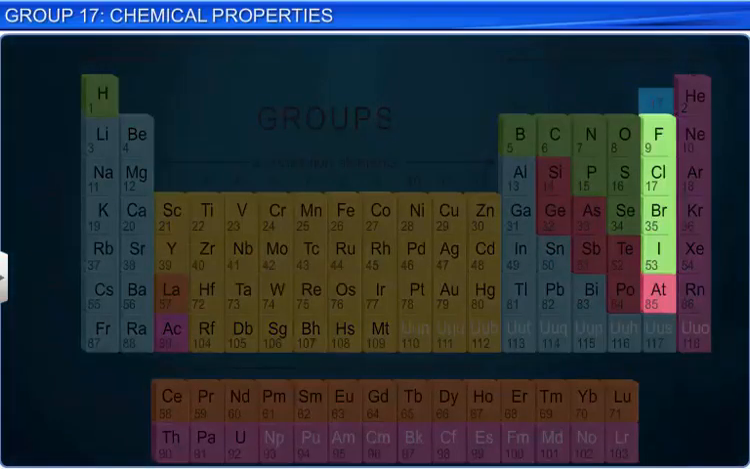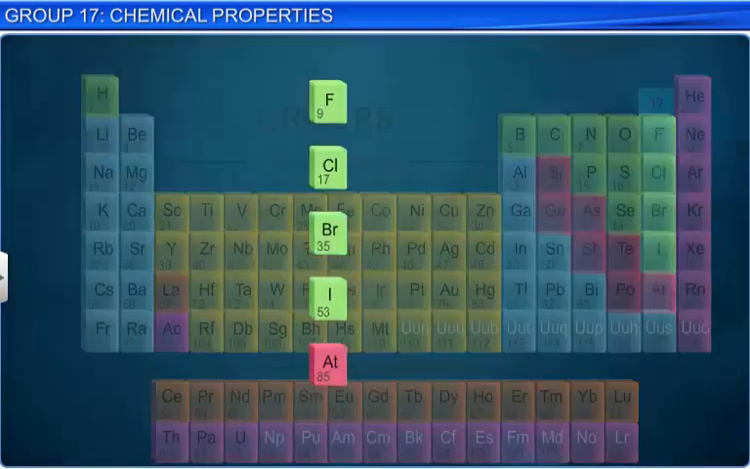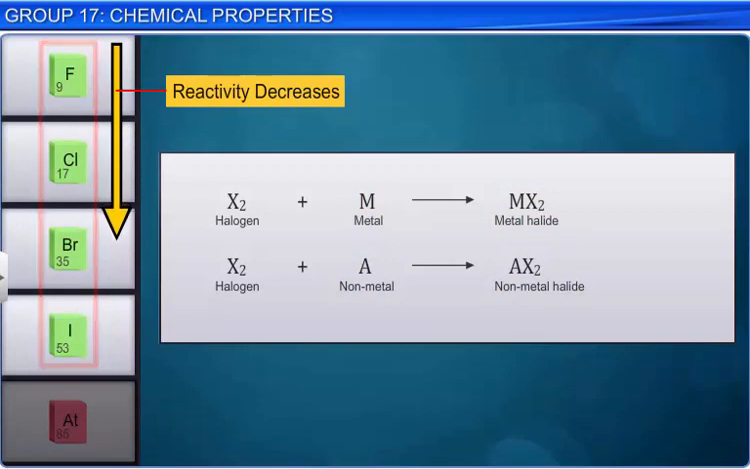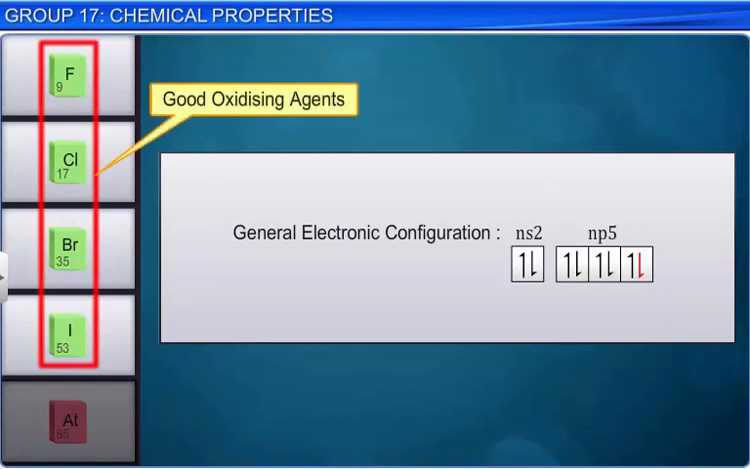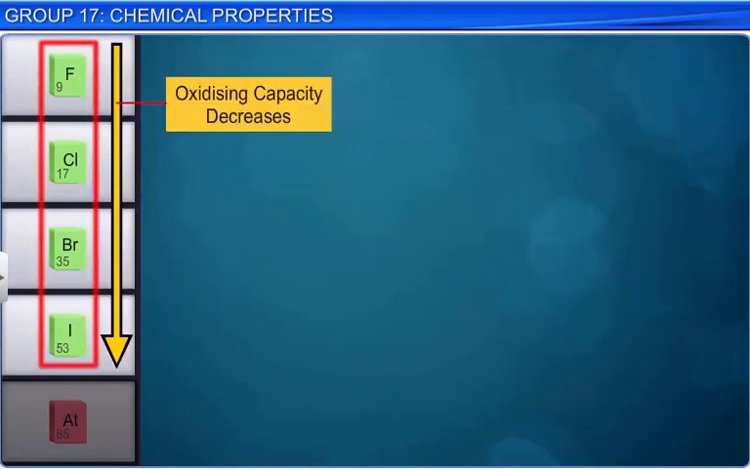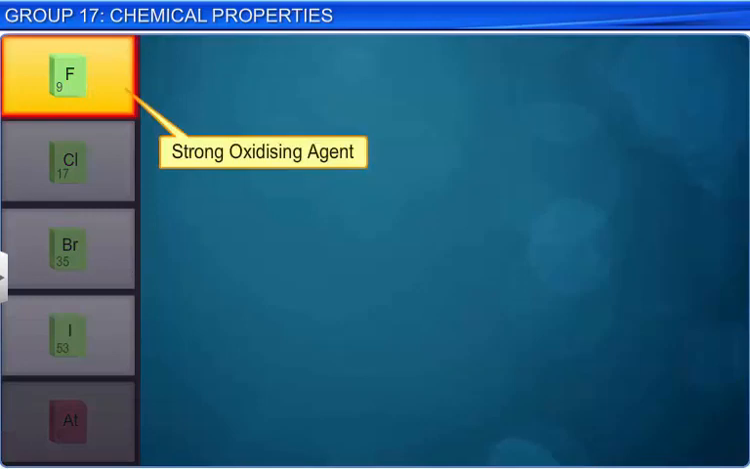Group 17 elements are more reactive than all other elements in the periodic table. They react with metals and non-metals to form halides. The reactivity of these elements decreases down the group. All these elements are ready to accept an electron from other elements. Hence, they are all good oxidizing agents. The oxidizing capacity of these elements decreases down the group. So, fluorine is the strongest oxidizing agent among them.